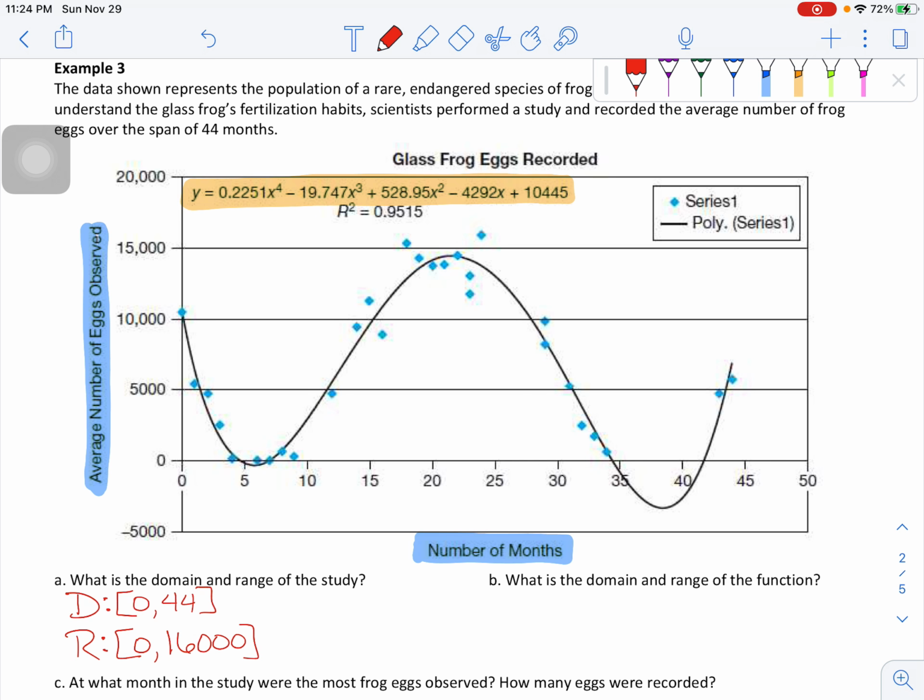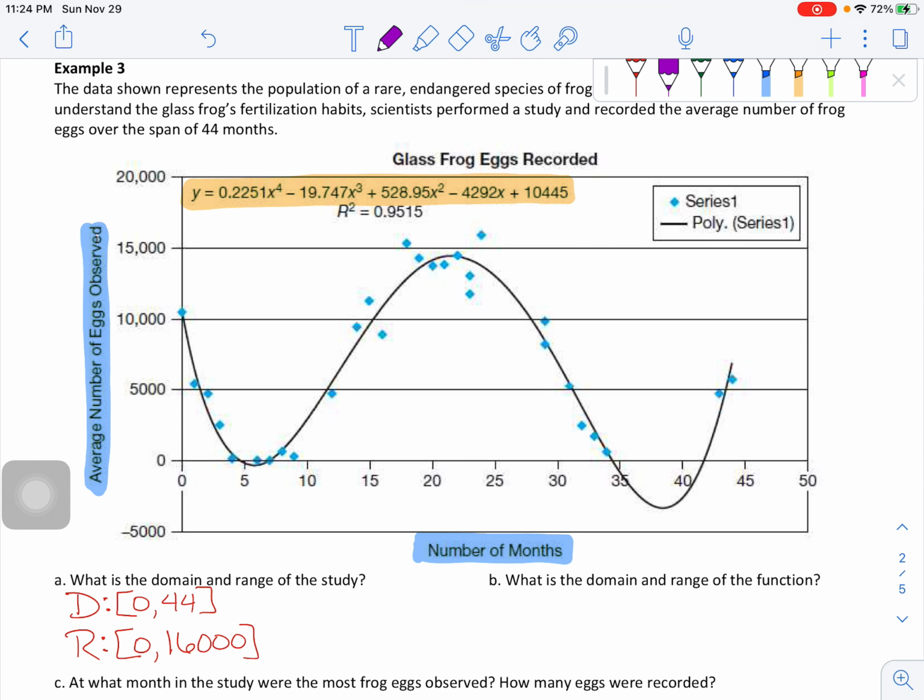And so that's the domain and range of the study. All right, so this is the number of months, right? 0 months to 44 months. And this is the actual number of eggs observed. So 0 eggs to 16,000 eggs. All right. Now, part B says, what's the domain and range of the function?